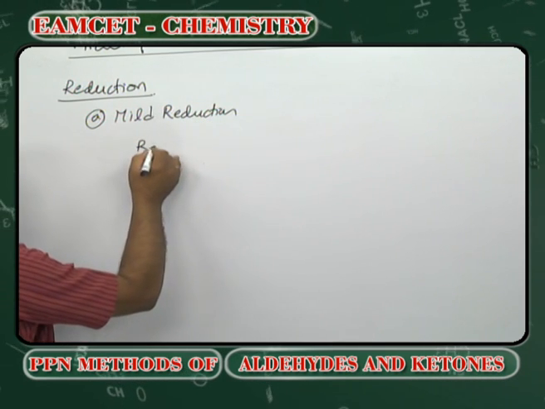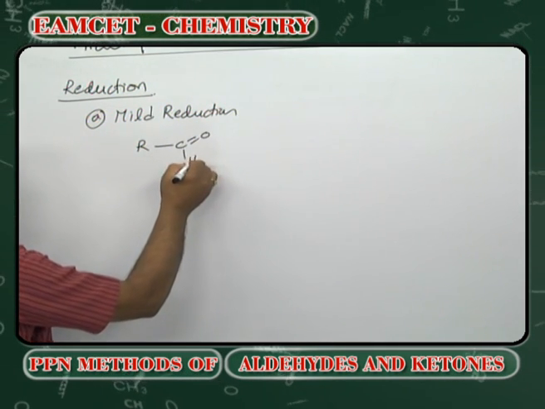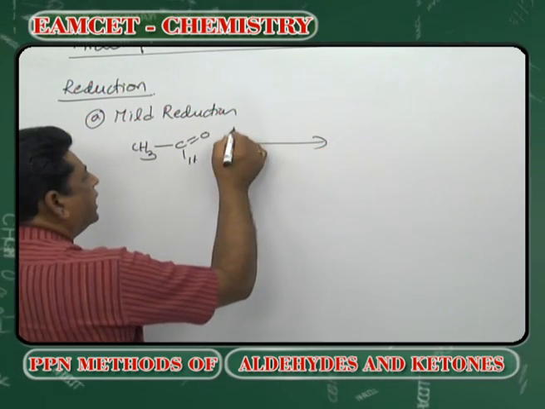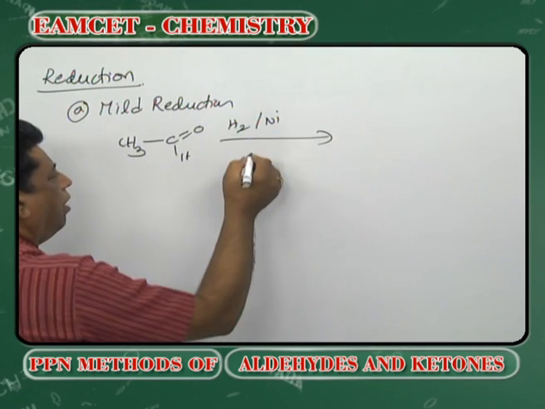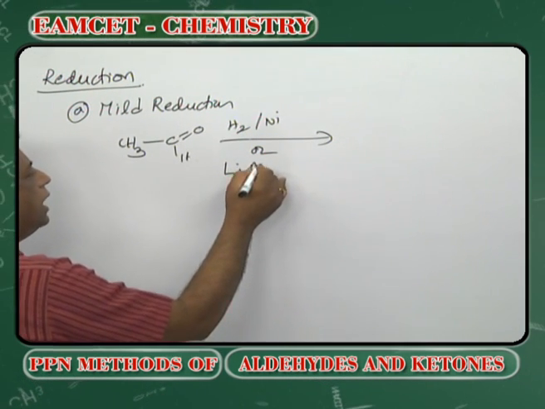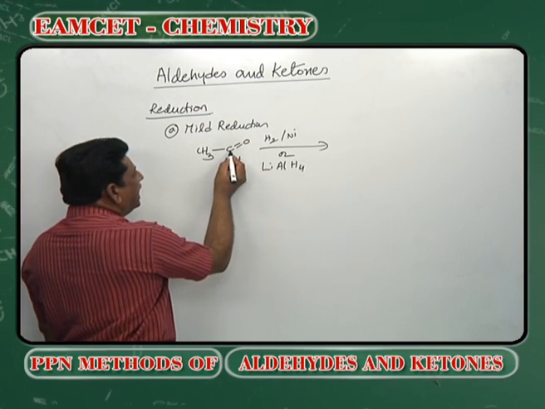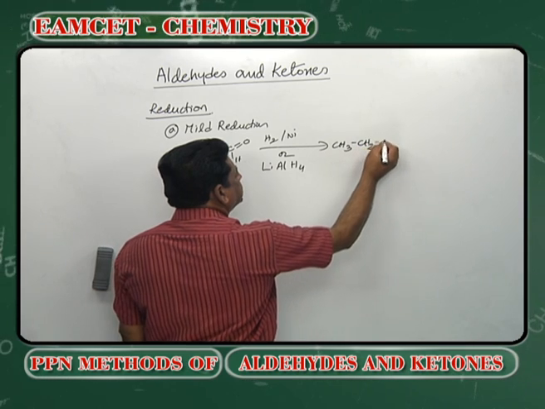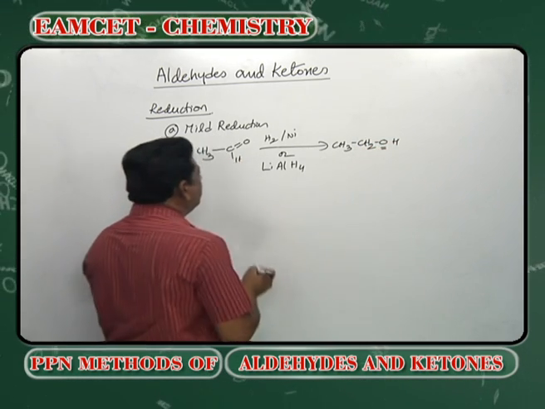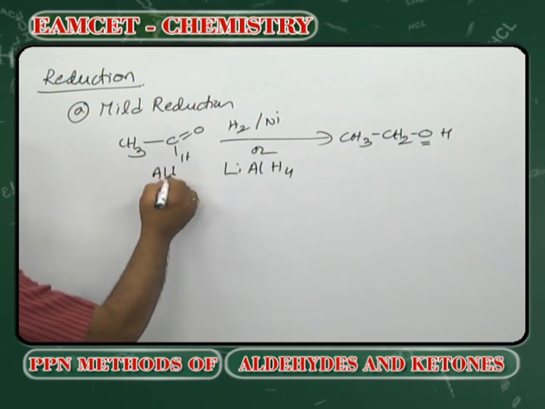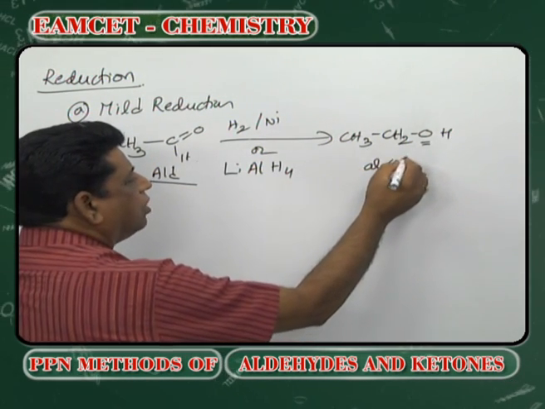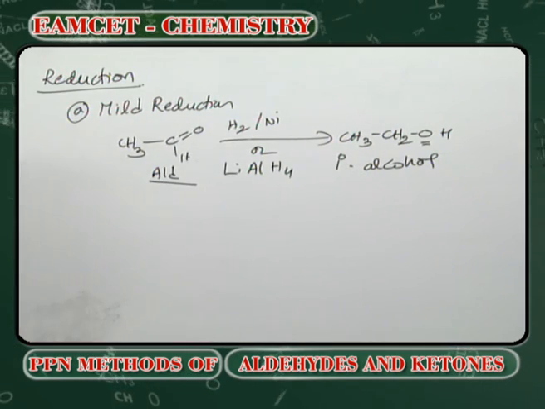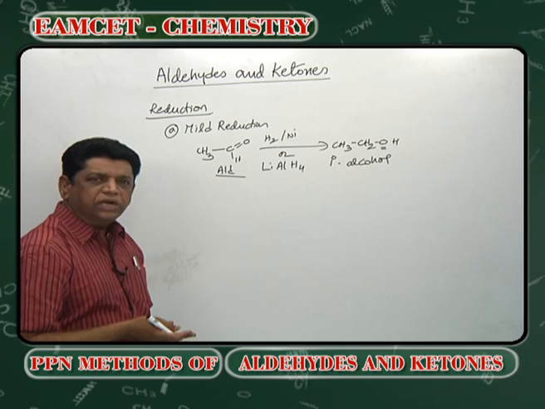In this reduction, if an aldehyde like acetaldehyde is taken, you can add hydrogen and nickel, or you can go for lithium aluminum hydride. These reagents will add 1H here, 1H here, and you will get CH3CH2OH. Oxygen is still there, but the aldehyde has become an alcohol. Which alcohol is formed? 1 degree alcohol is formed. You can remember that also: all aldehydes form the corresponding 1 degree alcohols.